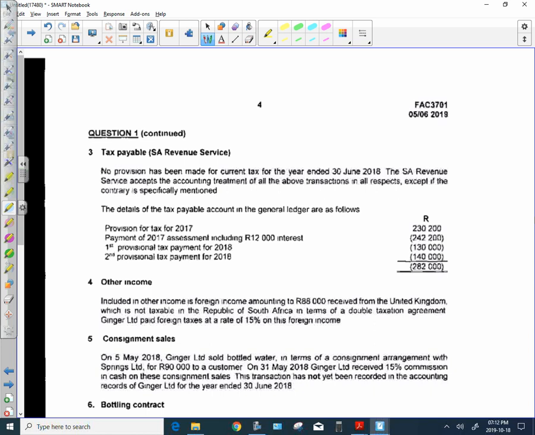No provision has been made for the current tax for the year ended 30 June 2018. The South African Revenue Service accepts the accounting treatment of all the above transactions in all respects, except if they stated it to the contrary. Have I dealt with the deferred tax on the previous one? I did, right? Yes. Okay. Details of tax payable in the account in the general ledger are as follows. I'm just going to draw us a T account here so we can put that into perspective.